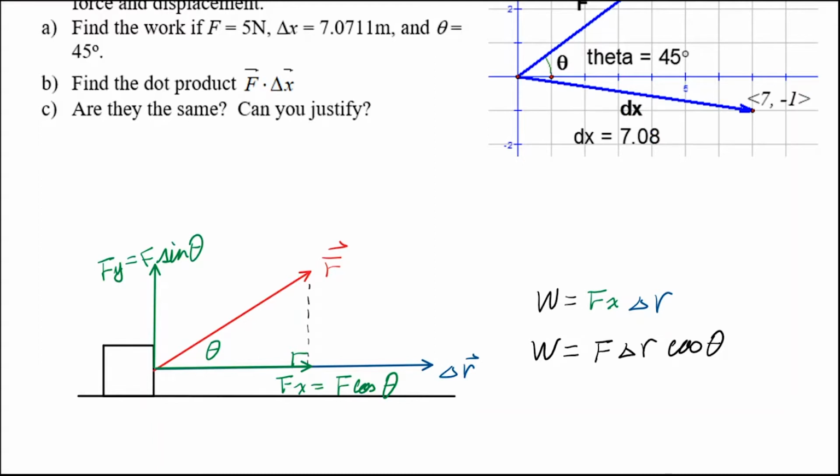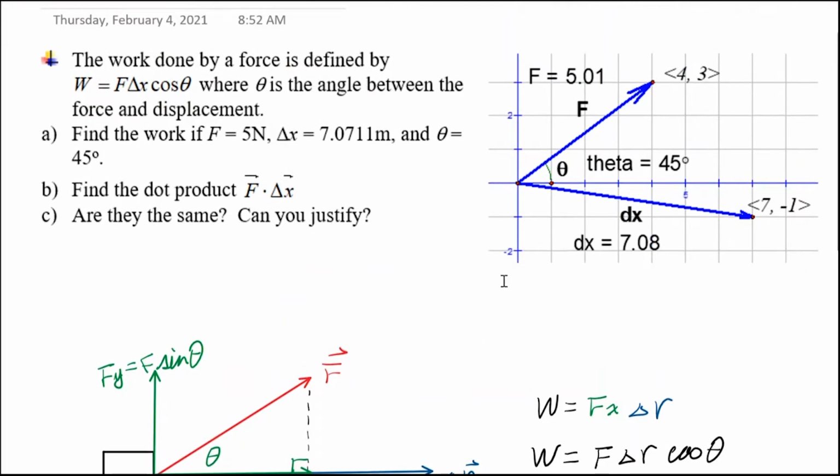How is that related to the dot product that you had last year, right? Let's go up and do a nice little exercise. Somebody take out a calculator and calculate F times dx, 5.01 times 7.08. And then I measured that angle to be 45. I set it up like that. So somebody calculate that F dx cosine 45 in degrees, okay? And of course, somebody take a dot product of these two vectors: 4 times 7 plus 3 times negative 1. Then what do you get?